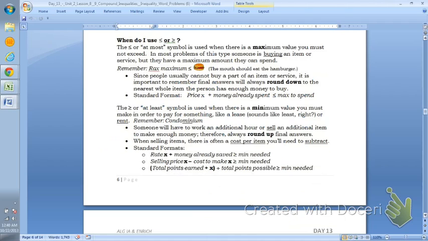So when do I use the less than or equal to sign or the greater than or equal to sign in word problems? The less than or equal to, or at most, symbol is used when there is a maximum value you must not exceed. In problems of this type, you're often buying an item or service, but you have a maximum amount of money that you can spend.